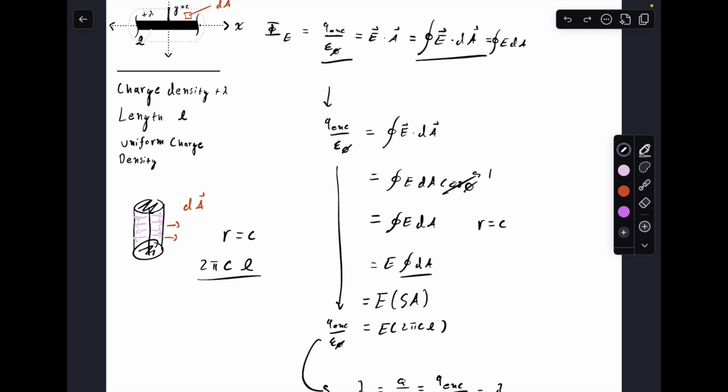Oh yeah, wait, I forgot to say one last thing. When you have a line, a wire, or a cylinder, pick a Gaussian cylinder. When you have a sphere or a point charge, pick a Gaussian sphere. But yeah, that's pretty much it.